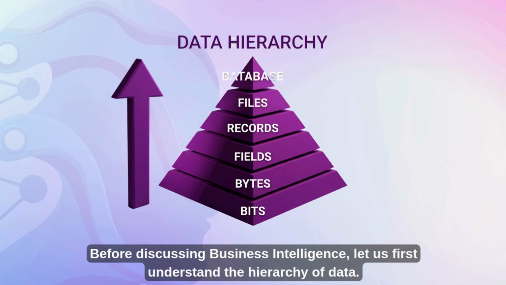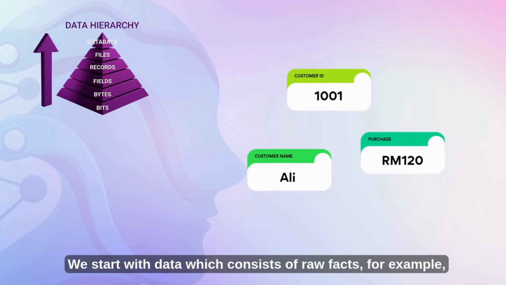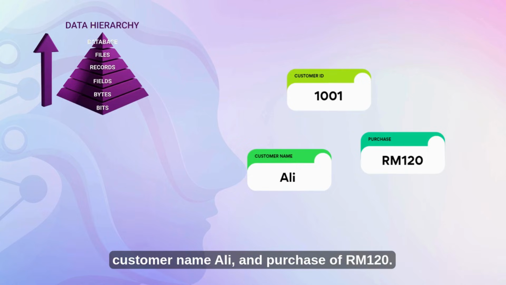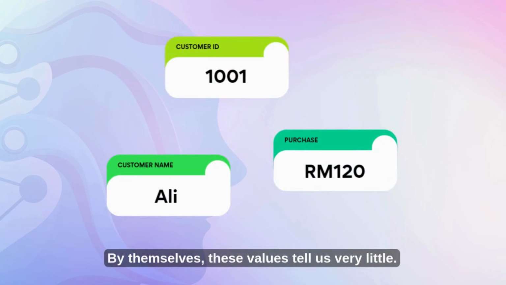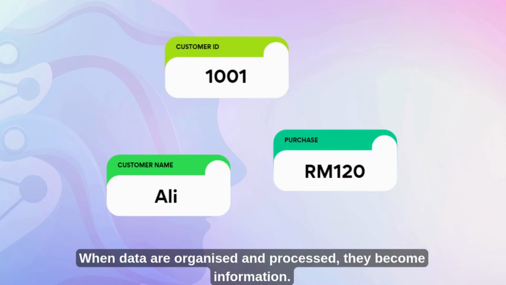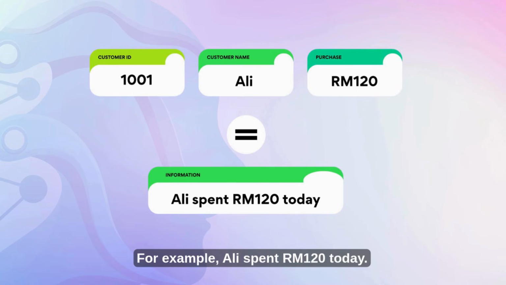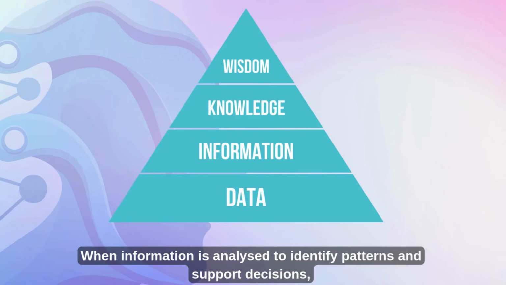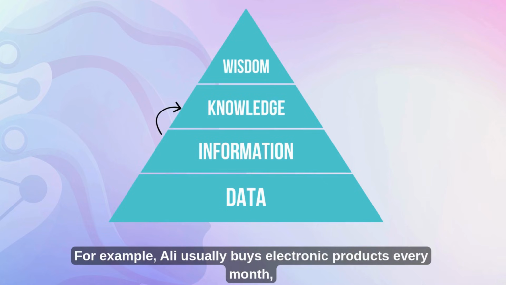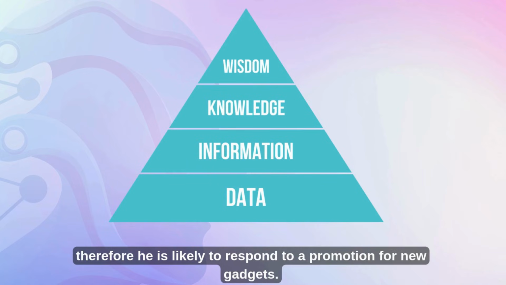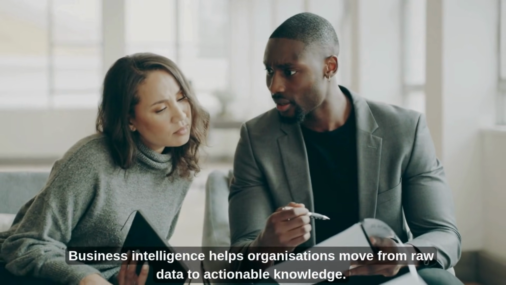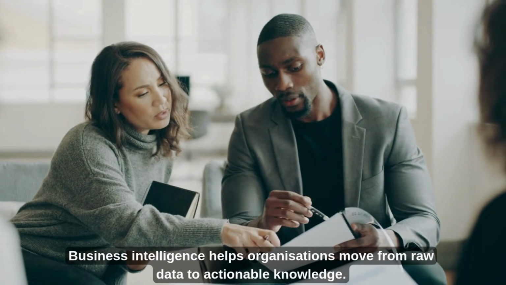Before discussing business intelligence, let us first understand the hierarchy of data. We start with data, which consists of raw facts, for example, customer name, Ali, and purchase of 120 ringgit. By themselves, these values tell us very little. When data are organized and processed, they become information. For example, Ali spent 120 ringgit today. When information is analyzed to identify patterns and support decisions, it becomes knowledge. For example, Ali usually buys electronic products every month, therefore he is likely to respond to a promotion for new gadgets. Business intelligence helps organizations move from raw data to actionable knowledge.